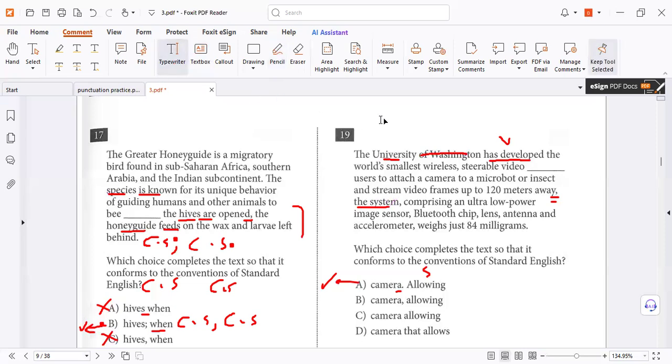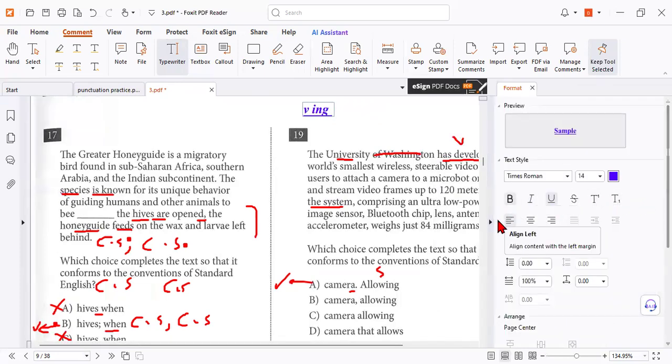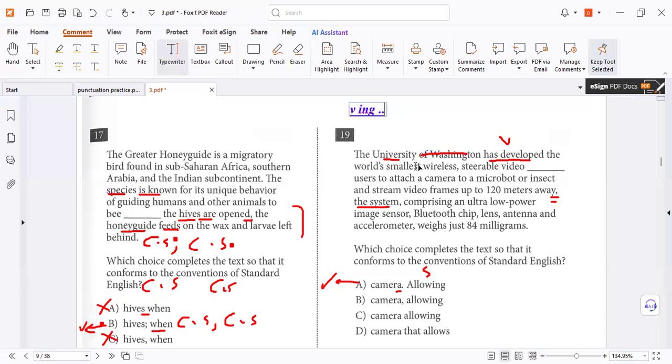I told you last time about phrases, that the sentence can start with a present participle phrase. Yes or no? So that is right. So at the end of the phrase, you will find the comma, then subject, verb, complement. So that is the part here. So allowing, it's not a gerund. It's a present participle. Look, allowing users to attach. What is allowing? Who or what is allowing? The system.